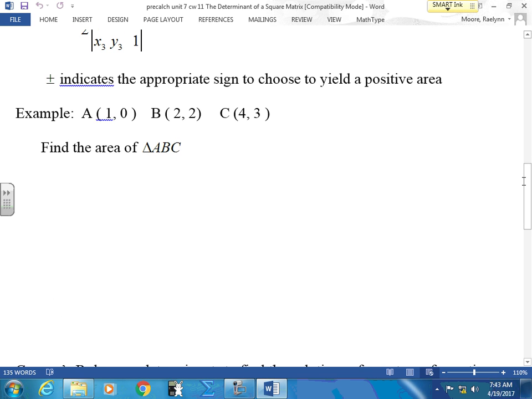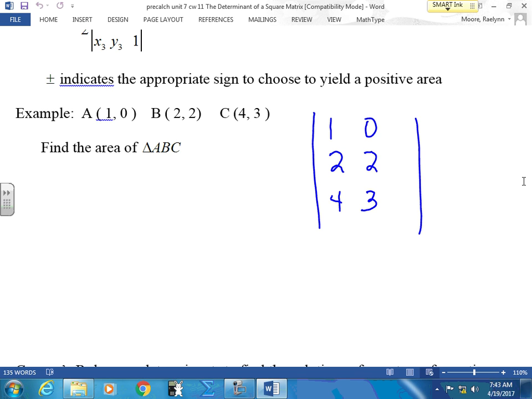Now, here's your one potential problem. You're going to take these guys and you're going to build a matrix. So for A, 1, 0. For B, 2, 2. For C, 4, 3. Is that a square matrix? No. It's a 3 by 2. It has to be a 2 by 2, 3 by 3, 4 by 4. So rule of thumb is you fill this column with ones. Has to be ones. Fill this with ones.